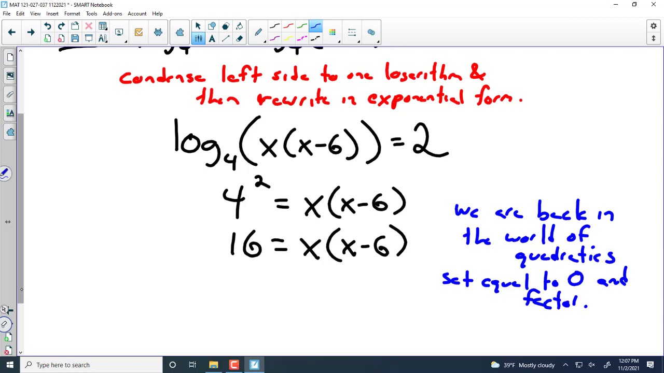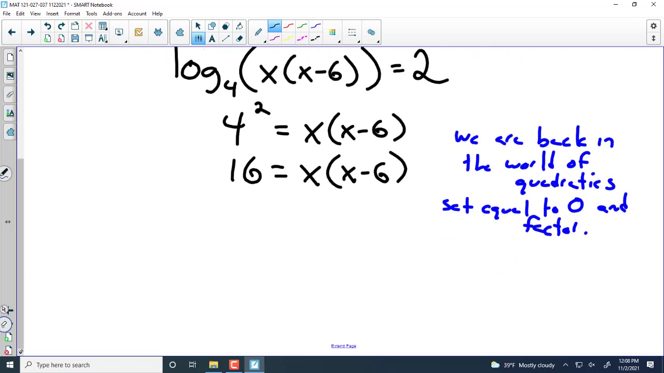And the way we solve a quadratic is we set it equal to 0 and we solve for x. So unfortunately, we are not done yet. We have some more work to do. Now we did something great. We took something with logarithms in it and we got rid of the logarithms. They're gone. But now we are back in our quadratic section where we have to do a little bit more work, because this is equal to x squared minus 6x equals 16.